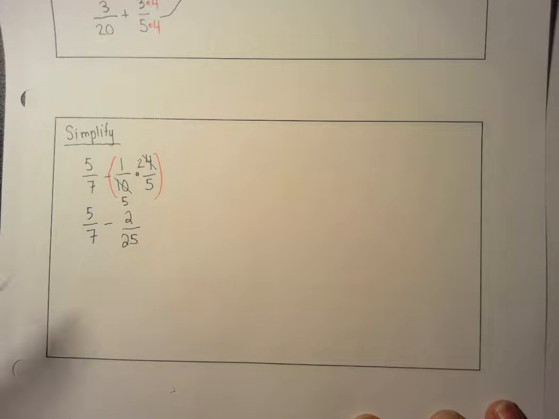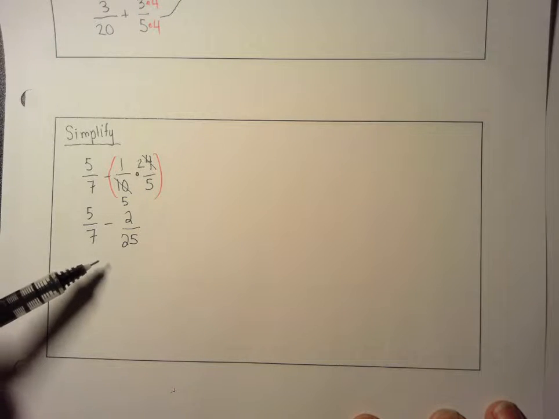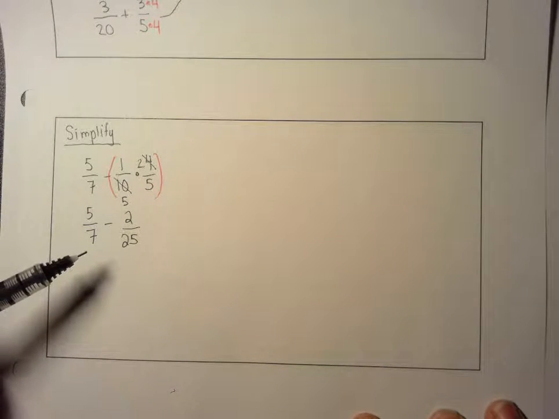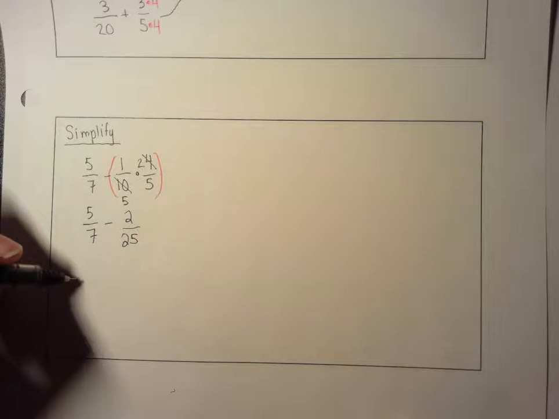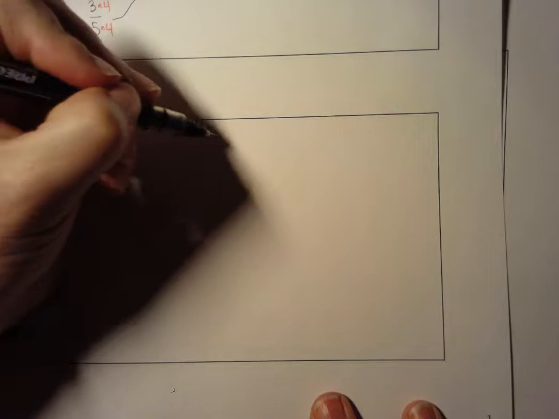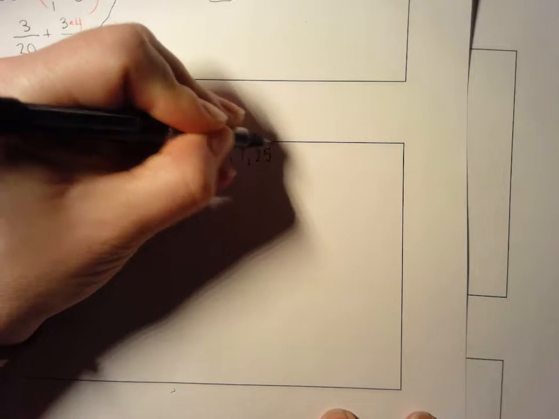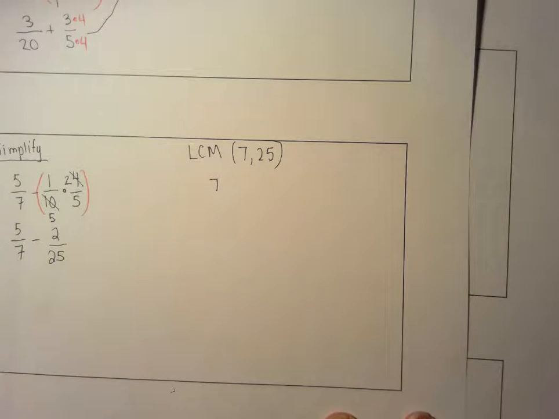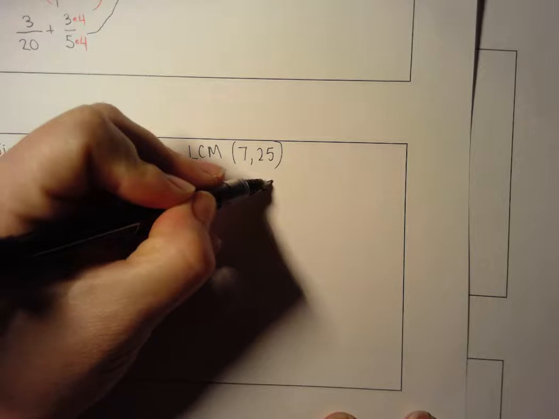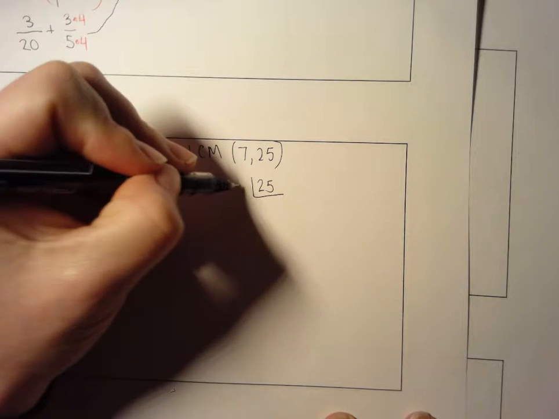So now I have subtraction remaining. Before I can subtract fractions, I need to get a common denominator. 7 and 25. We need to find the least common multiple of 7 and 25. So if you think about that, 7's a prime number. So over here, let's just do the LCM. The LCM of 7 and 25. So 7 cannot be broken down. It's just 7 times 1. But if I take 25 and I find the prime factorization of 25, I get 5 times 5.